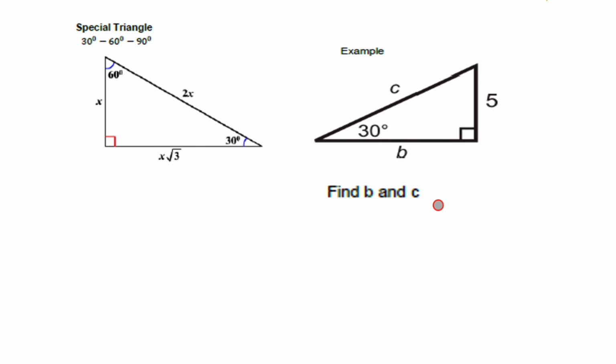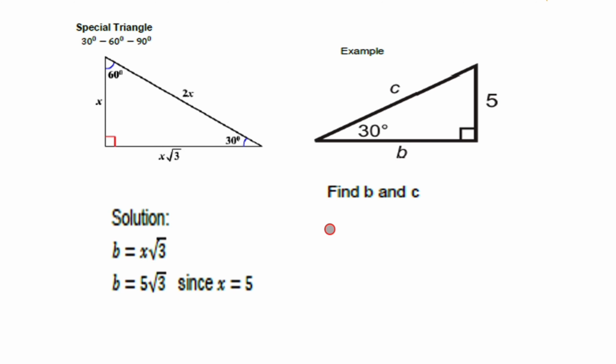Then, the question here is to find B and C. So, in this case, to get our B, this is B. Since this is 30, of course, here is 60 and here is 90. So, the side opposite 60 is x the square root of 3. So, the solution for finding B: B is equal to x the square root of 3 because it is opposite 60.